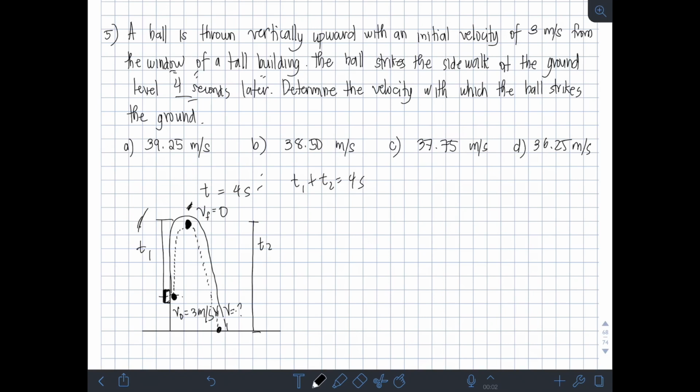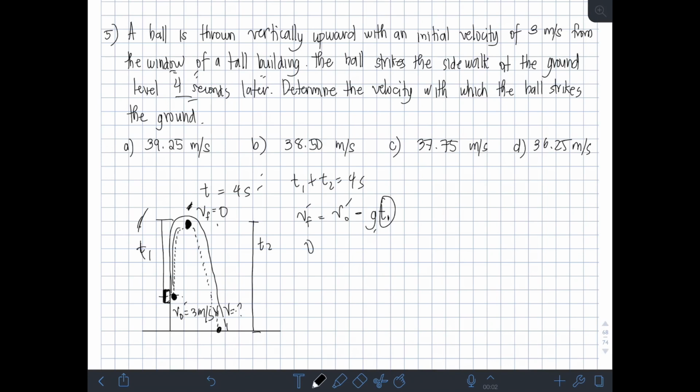Kasi meron tayong final velocity, tapos initial velocity, and then meron tayong acceleration due to gravity, yung g, right? So, may formula tayo doon, di ba? VF is equal to V naught plus gT. Right? So, meron tayong V0, VF, tsaka g. So, dahil upward yung direction ng motion ng ball, gagamitin natin dito is minus gT. Right? Sign convention. So, solving for T1, masasolve natin yung time T1 na to.